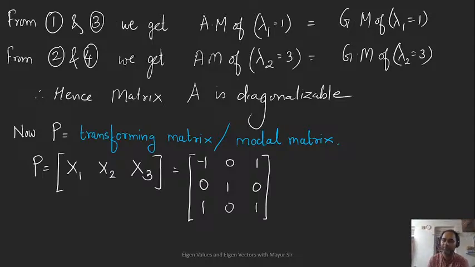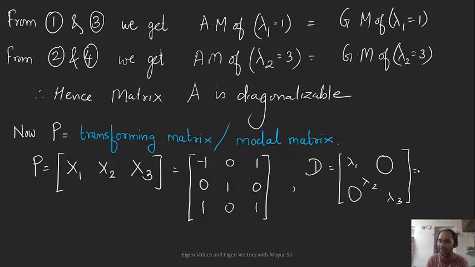Now we go for finding the diagonal form D. Diagonal D is basically lambda 1, lambda 2, lambda 3, so it is going to be on the diagonal: 1, 3, 3 on the diagonal, and this is the diagonal matrix. D is the diagonal matrix.